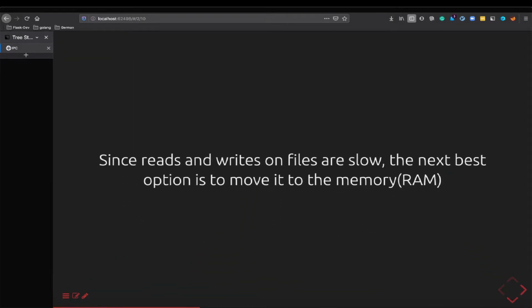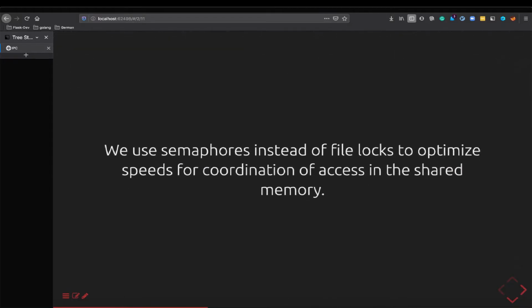Okay, and here by memory we mean RAM, which is random access memory. It is not your disk or anything else, and this is considered to be much faster than your hard disk or even SSDs for that matter. Okay, so RAM is much faster than your hard disk as well as SSDs. So the next concept that we introduce here is called semaphores.